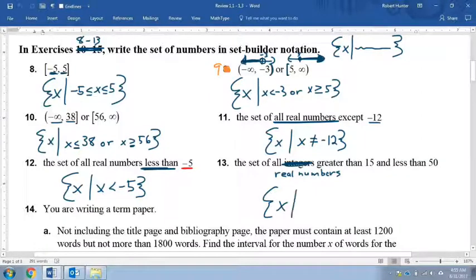So x, all real numbers greater than 15 and less than 50. Love it. So greater than 15 and less than 50, that means you're between these two numbers, right? So 15 less than x less than 50. And these compounds, remember, they always have two less than signs. They will never have greater thans. They will never look like this. They will always be less thans. Just how it is.